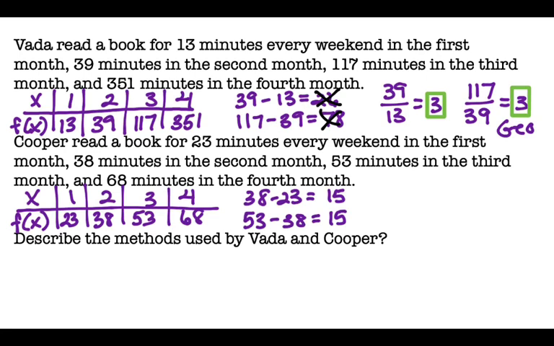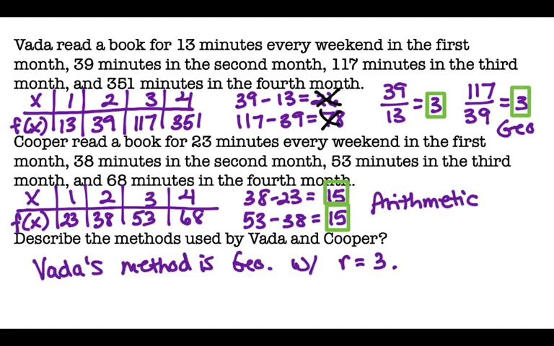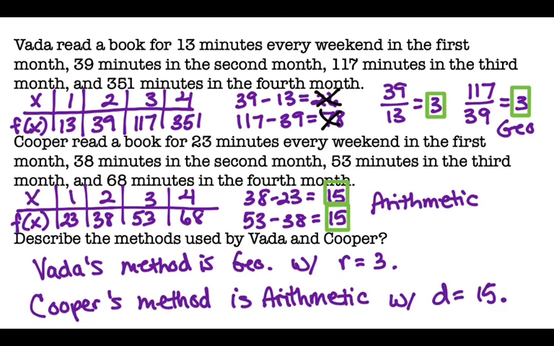So don't waste your time and go on to the next method if the two answers match, because that means you figured it out. So this is arithmetic, and that means the common difference is 15. So now we have to actually describe what we found in Veda and Cooper. So what methods did she use? So Veda used geometric with a common ratio of 3, and Cooper used arithmetic with a common difference of 15.